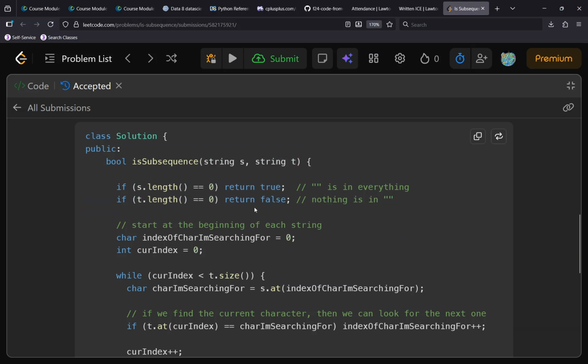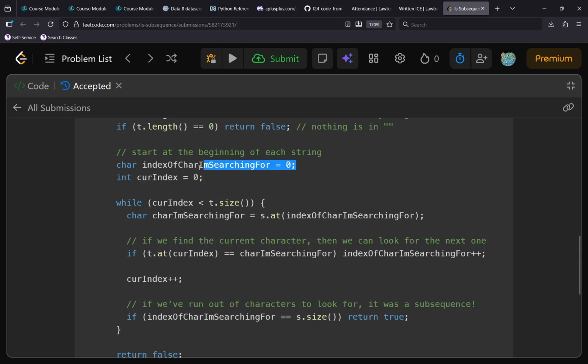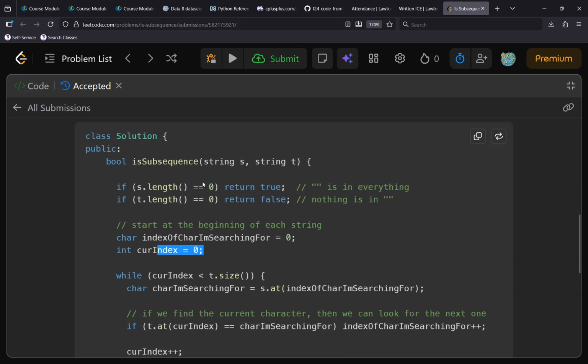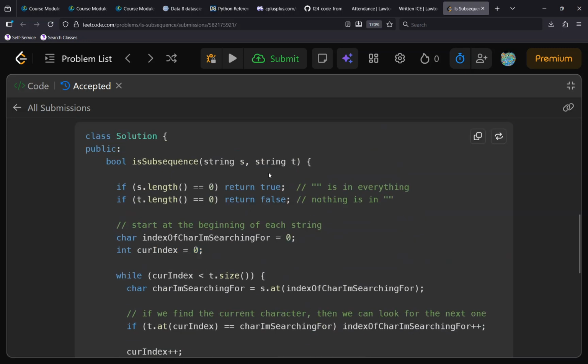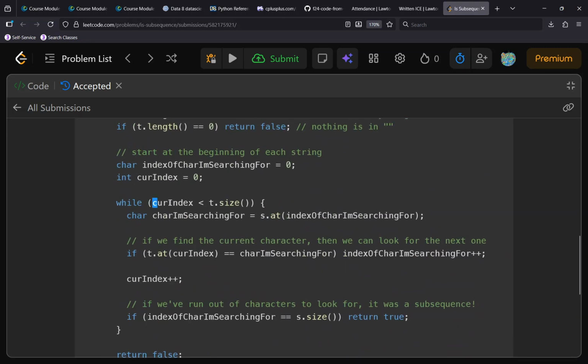True, false. And that's always like, all right, what's the index of the character I'm looking for? What's the current index of the string T that I'm trying to go through? As long as I can go through, I've got an index I'm looking at. All right, here's the character I'm looking at. That could have been taken out of the loop. That's a little inefficient.